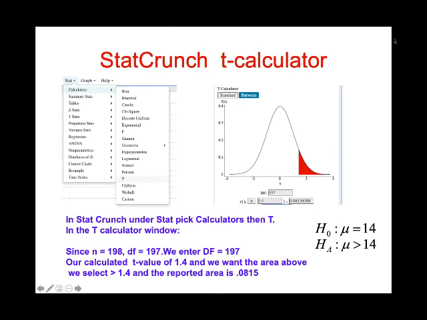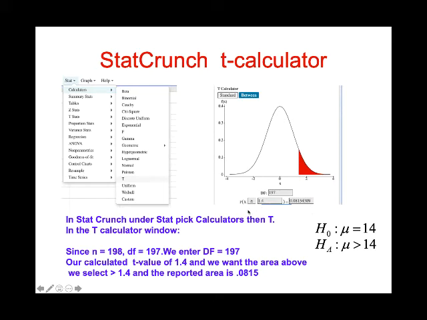So I wanted to say a little bit about the calculator we're using this semester to get critical t-values. The calculator actually exists within StatCrunch. You would look at the stat menu and then pick calculators and then pick the T calculator. You're going to be asked for a number of degrees of freedom. Well, in this particular study, there were 198 children, so that was 197 degrees of freedom.